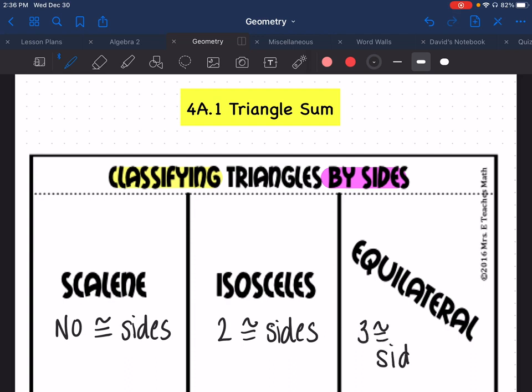Now remember on Alex, if a triangle is equilateral and has three congruent sides, it also has two congruent sides and you can call it isosceles. So remember, an equilateral triangle is also isosceles, but an isosceles is not also an equilateral.